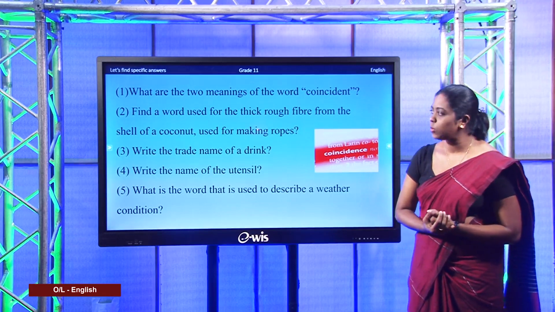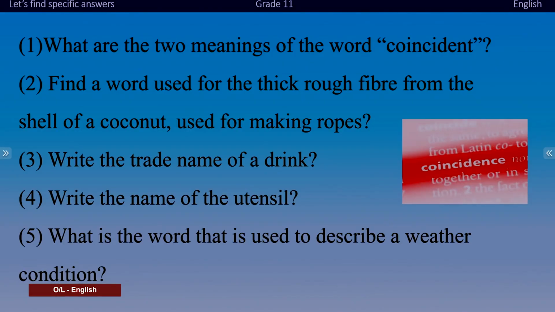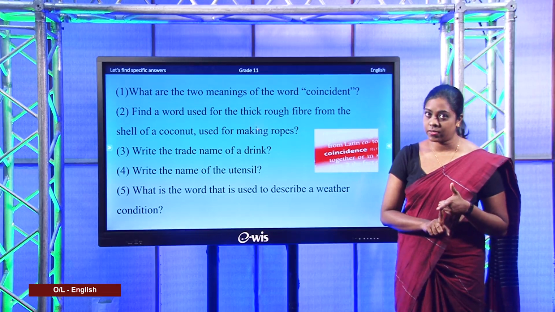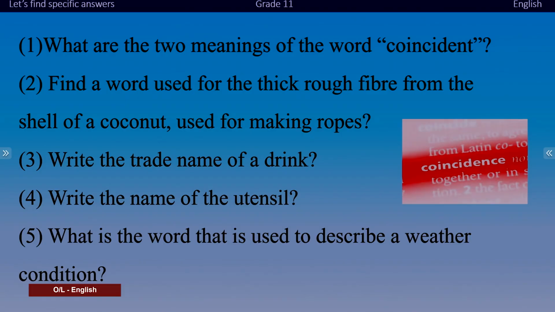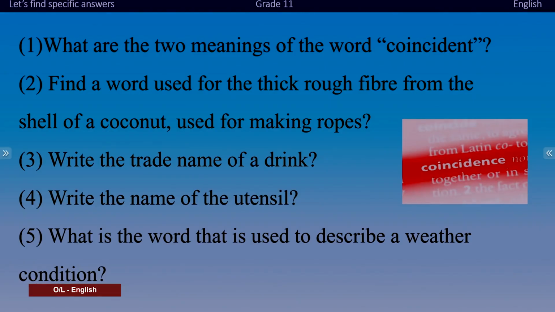Right. Let me read the questions for you, children. What are the 2 meanings of the word coincident? Find a word used for thick, rough fiber from the shell of a coconut used for making ropes. First one, you have to find the meaning. Second one, you have to find a word. Right? Third one, write the trade name of a drink. This is going to be easy, I know. Number 4, write the name of the utensil. What is it? A container. Right? And the 5th one, what is the word that is used to describe a weather condition? Right? Hope you copied all these questions into your notebook.